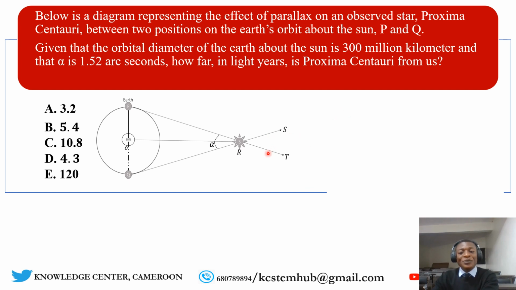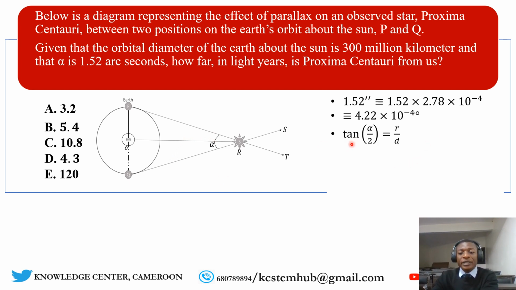Okay, this is now a real life application of the concept of parallax, right? So we can just go ahead and say, okay, so you have 1.52 arc seconds as the angle here. We have to convert that to degrees. So if we're converting that to degrees, remember that each arc second is 2.78 times 10 to the negative 4 degrees, like we've just proven. So if we multiply that, we would have 4.22 times 10 to the negative 4 degrees. So we've gotten this angle in degrees.